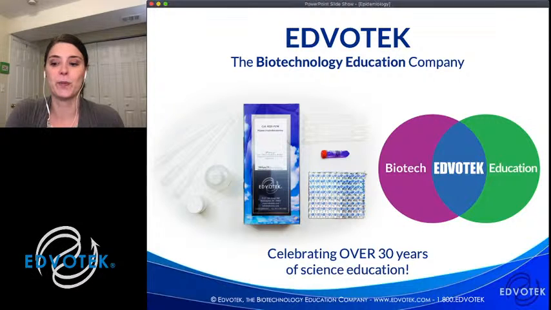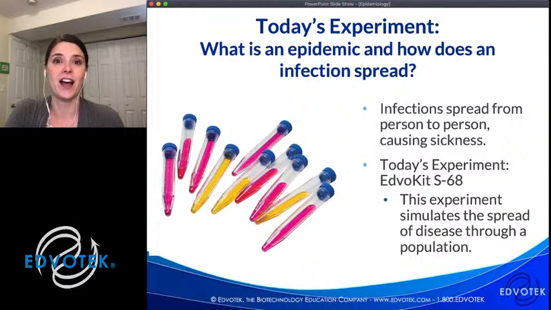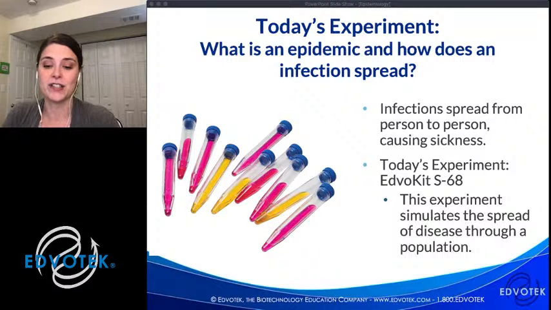And so today we will be focusing on Edvotec kit S68, which is What Is an Epidemic and How Does Infection Spread. So this is obviously a very relevant lesson right now, given what we are currently living through. But I want to get away from just thinking about COVID-19 and think about other diseases that are common, like chickenpox or measles, or influenza, which is also coming up. All of these things are going to spread from person to person in a closed environment. So let's talk about what an epidemic is, what infection is, and how it spreads.